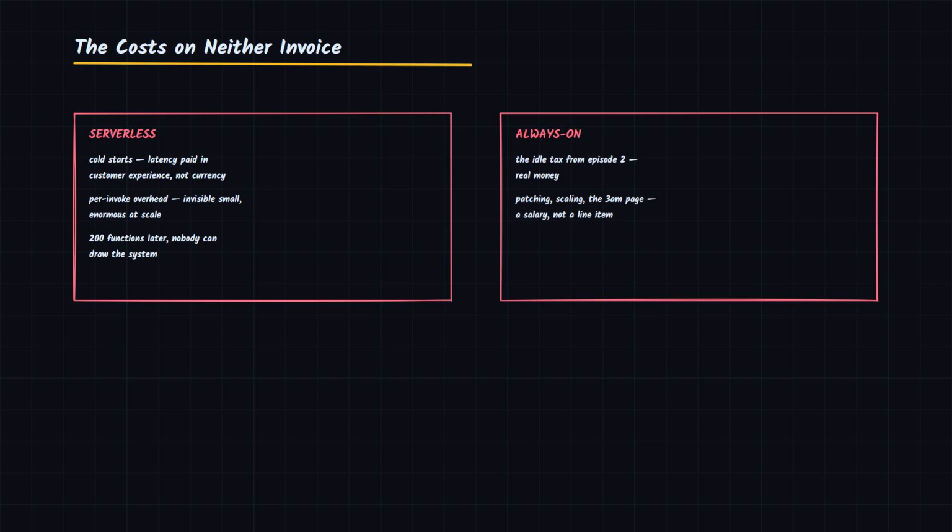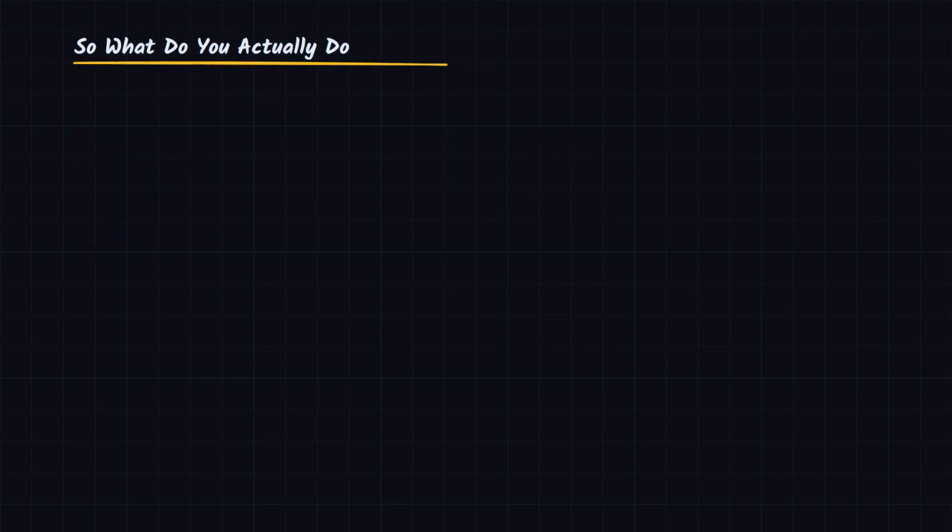Always on: the idle from episode 2, which is real money, plus the ops work, patching, scaling, and the 3 a.m. page, which is a salary rather than a line item. Compare only the invoices and you will pick wrong because the biggest cost on each side is not on the invoice.